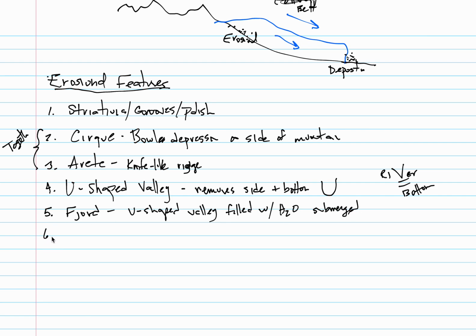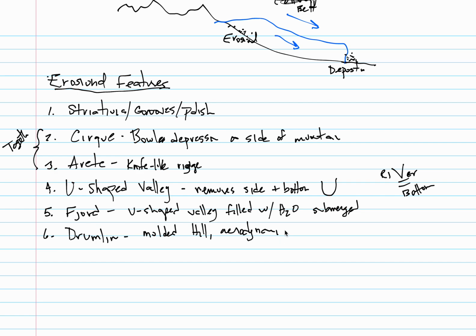And then the last feature that I want you to know, that these are erosional features of material being carved away. It's called a drumlin. And a drumlin is a sculpted hill. It's aerodynamic. Let's say molded hill. Aerodynamic.